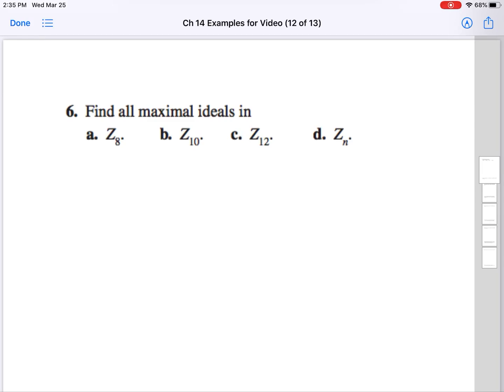All right, chapter 14, examples. So the first example we're going to look at in chapter 14 is number 6 from your book, and it says find all maximal ideals, and then it gives us 4 different ones that we're going to look at: Z8, Z10, Z12, and then Zn.